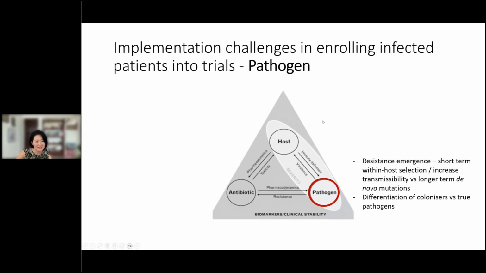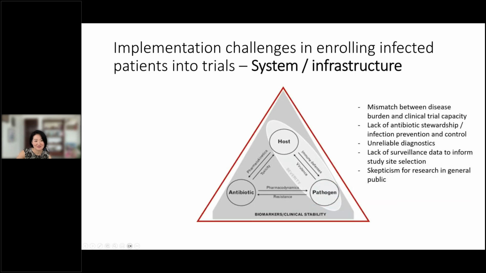And lastly, there are major system issues which prevent clinical trials from being conducted for antimicrobial resistance. In general, there's a mismatch between disease burden and clinical trial capacity. The Global South, which carries the majority of the overall burden for antimicrobial resistance, tends to have low capacity for trials. These countries often lack antibiotic stewardship and infection prevention and control measures to reduce antibiotic-resistant infections. And this raises ethical questions on whether novel antibiotic trials should be done in these places where infection prevention and control cannot be optimized in the first place.